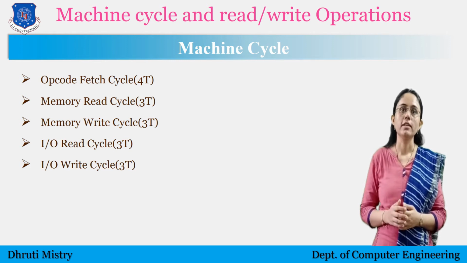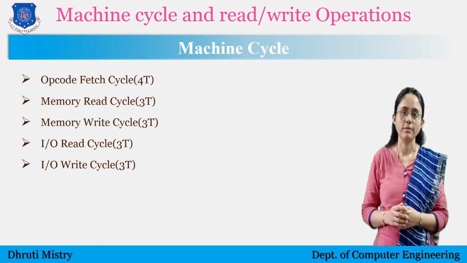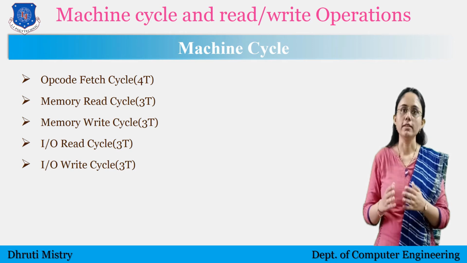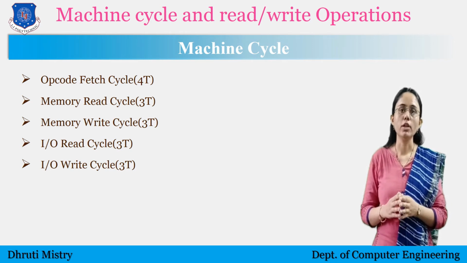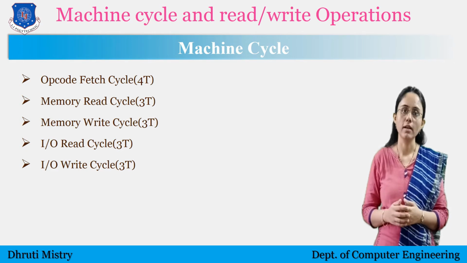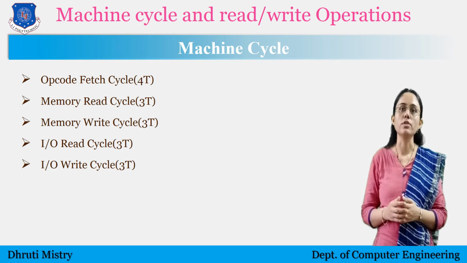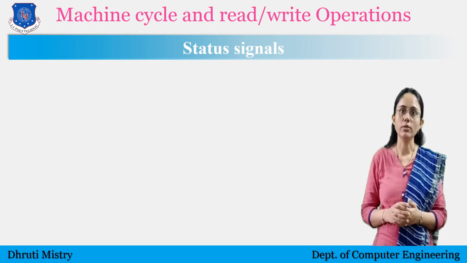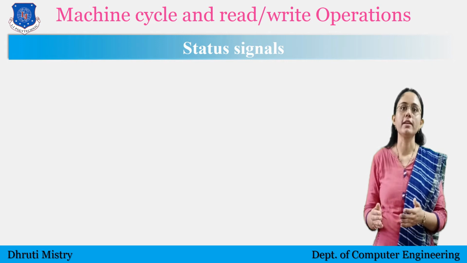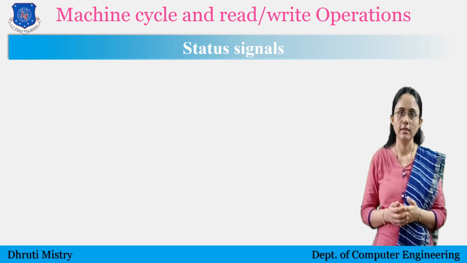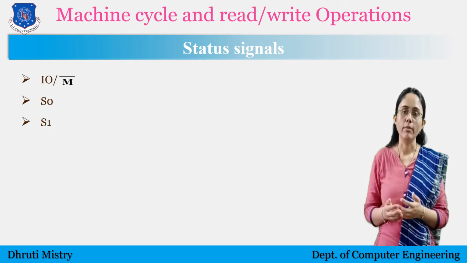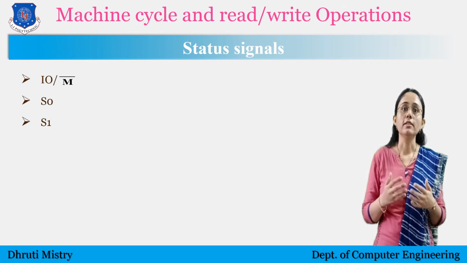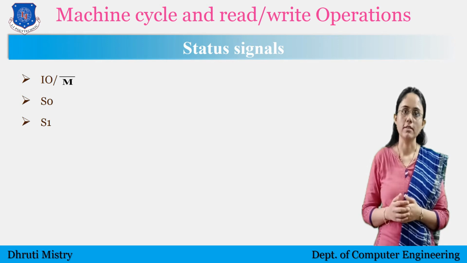The instruction length is measured in T states. For example, a typical opcode fetch has 4 T states, in that the first 3, T1 to T3, are used to fetch this instruction, and T4 is used to decode it. The 8085 has some external status signals that can be used to identify which machine cycle it is currently in. These are the input-output memory bar signal, and the S0 and S1 signals.